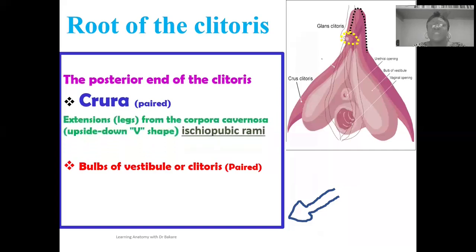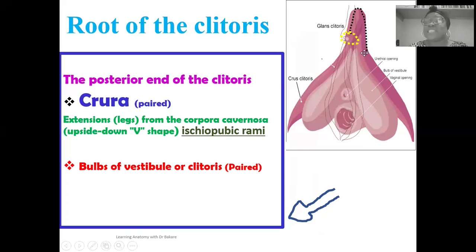The cura of the clitoris is an extension, or the legs, from the corpora cavernosa. Remember, in our previous slide, we described that the body or the shaft of the clitoris is made up of two bands of erectile tissue, which are the corpora cavernosa. In this image, you have the corpora cavernosa at the region of the body or shaft, held together like a single structure. As they descend to reach the root of the clitoris, they are seen to be separated, and this is where they present the legs of the clitoris.